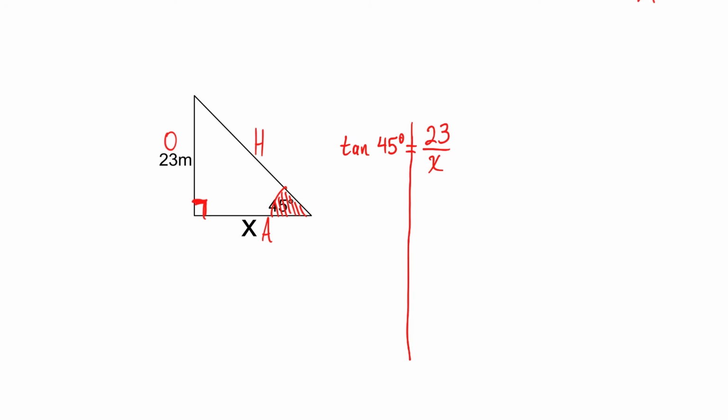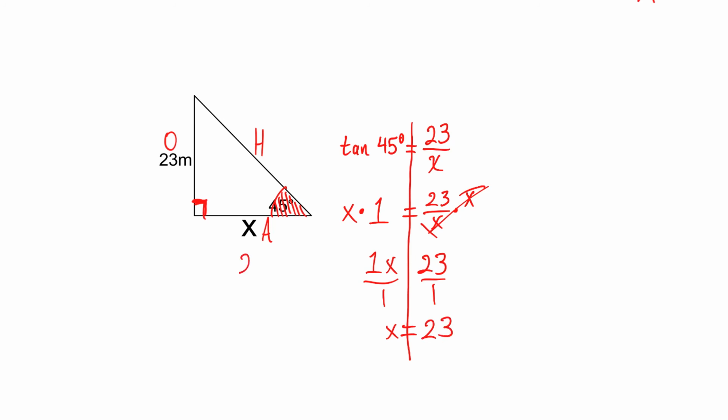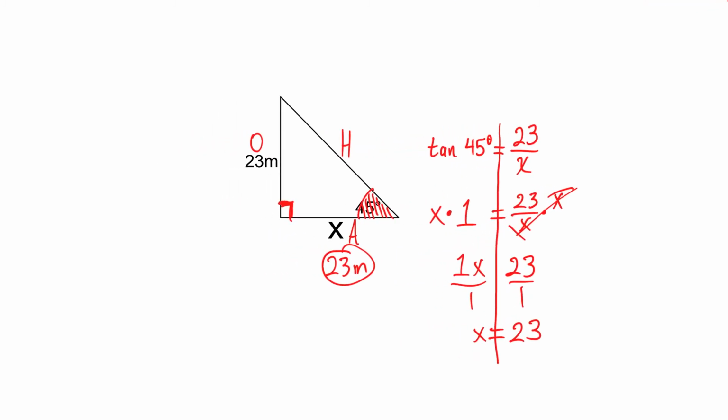Okay, what's the tangent of 45 degrees? It's just 1. So 1 equals 23 over x. So I got to multiply both sides by x. Multiply this side by x. These cancel out. Over here I have 1x equals 23. Divide by 1. What does x equal? 23. Which actually makes sense because if you think about it, this is actually a 45, 45, 90. And if you remember our rules, these two sides are always the same. So it makes sense that they're both 23.